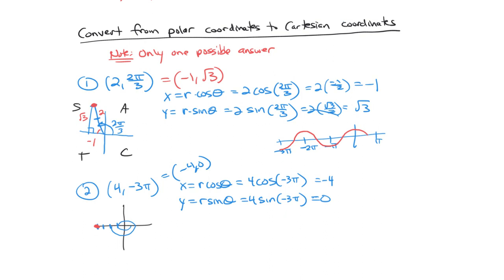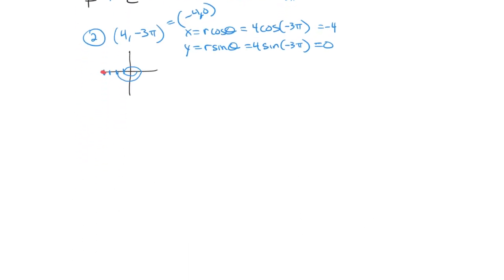Okay, so you could do that a couple of different ways. But you can always just use these formulas here, right? For converting to Cartesian. All right, but what about going the other way? What about if we convert from Cartesian coordinates to polar coordinates?